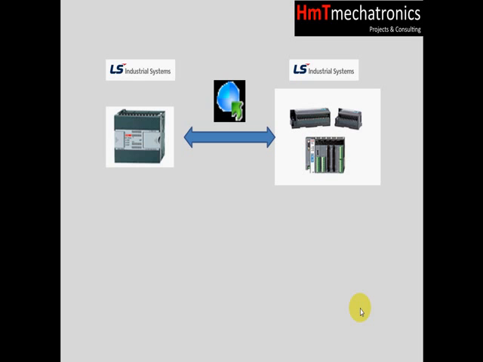In this tutorial, we're going to give you a guideline on how to set up communications between an LS Industrial Systems PLC and an LS Industrial Systems Remote I/O, both on Ethernet IP or Ethernet Modbus TCP IP. First important thing to do is to set up the PLC as a master and the remote I/O as a slave station.